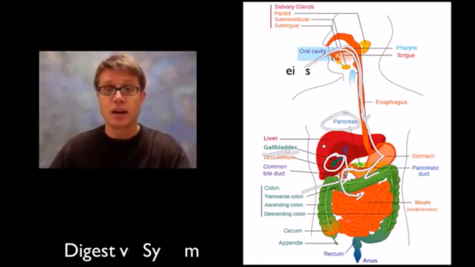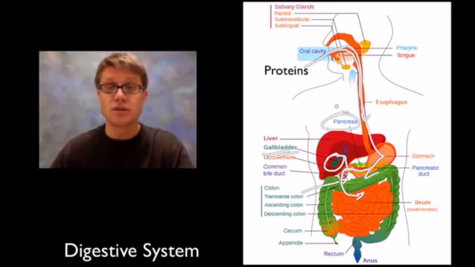Finally, if we finish up at proteins, which is maybe the most confusing, we can't break those down in our mouth much, but we do produce hydrochloric acid. We produce pepsin, which inside the stomach is going to break down those proteins. We're then going to have trypsin and chymotrypsin working in the small intestine.